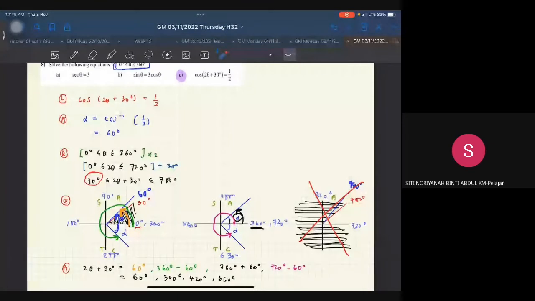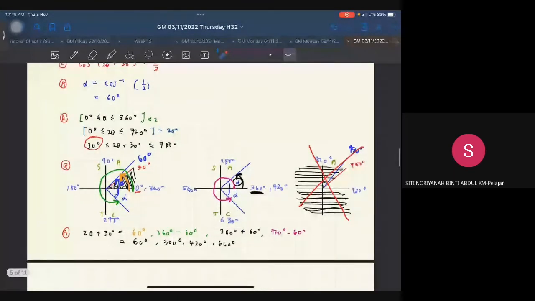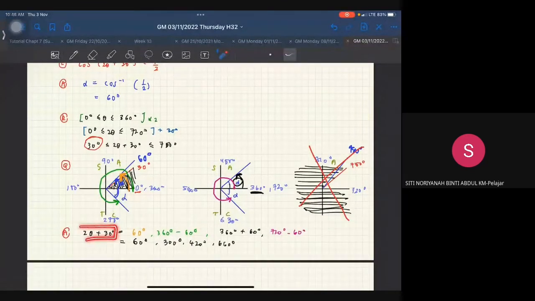So kalau dalam soalan ni, apa yang awak cari sekarang, the value that you have found right now is 2 theta plus 30. Okay, so maksudnya 60 is equals to 2 theta plus 30, 300 is equals to 2 theta plus 30, all this is equals to 2 theta plus 30 degree. Tapi kita nak theta sahaja. So awak kena reducekan this sampailah dia dapat theta. Okay, so any changes yang awak buat dekat this one should also be applied to this and this one.